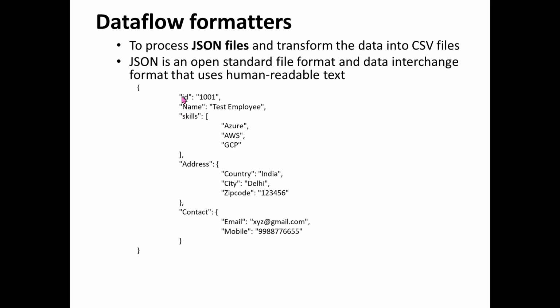So you see some of them are tabular, for example, ID and name, and some of them, like skills, have multiple values, address has multiple values, contact has multiple values. That's why it's called a complex structure. And JSON is one of the most widely used file formats to interchange data between systems and between processes.